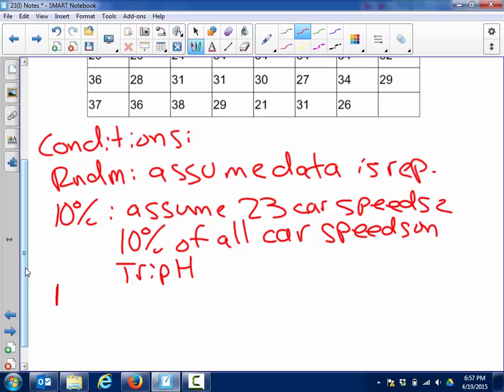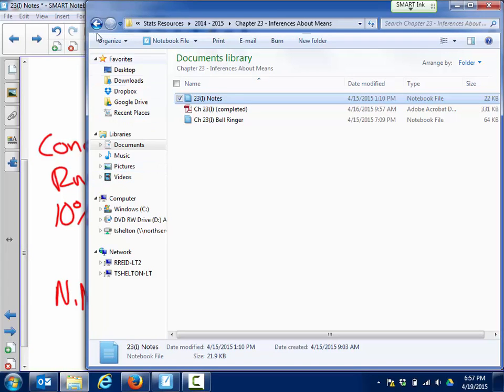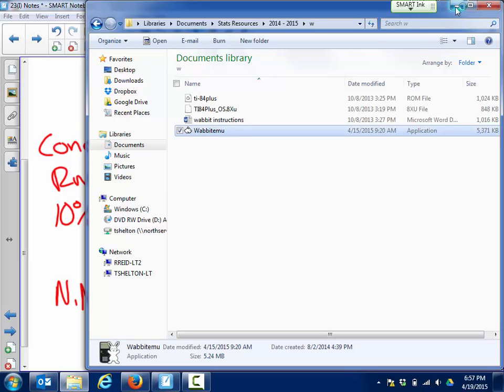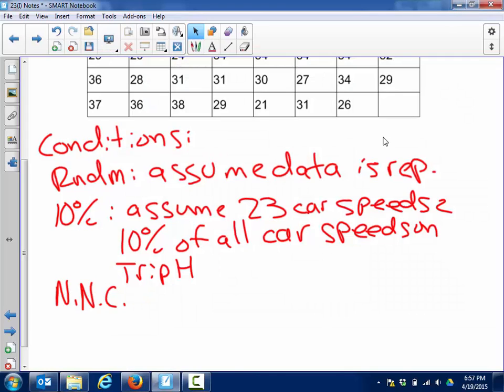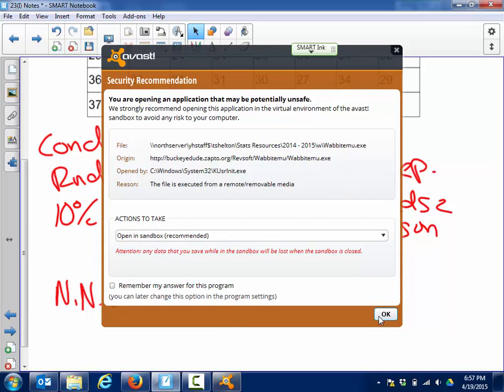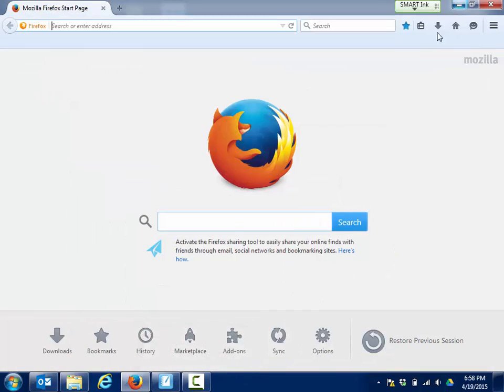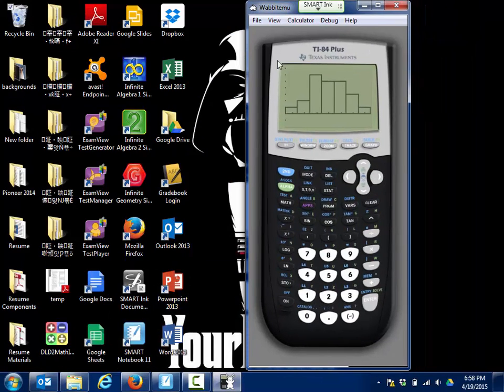All right, 10% condition. The population we're comparing these 23 data values to, all the speeds that you see here, is, well, we're worried about car speeds along Trip Hammer, so we're going to assume that 23 car speeds is less than 10% of all car speeds along Trip Hammer. So there's the 10% condition.